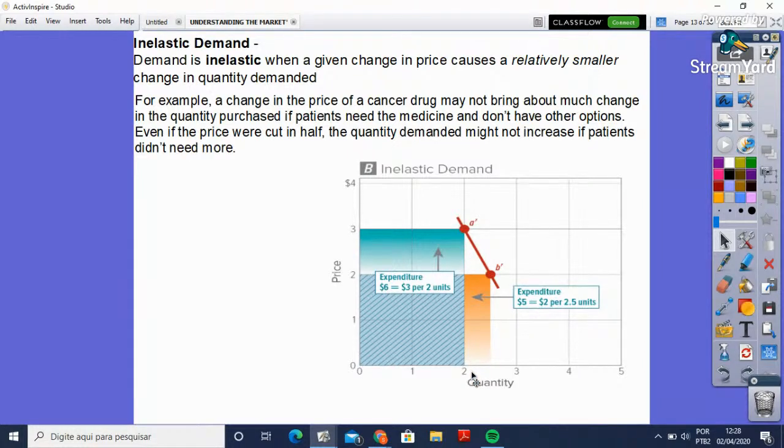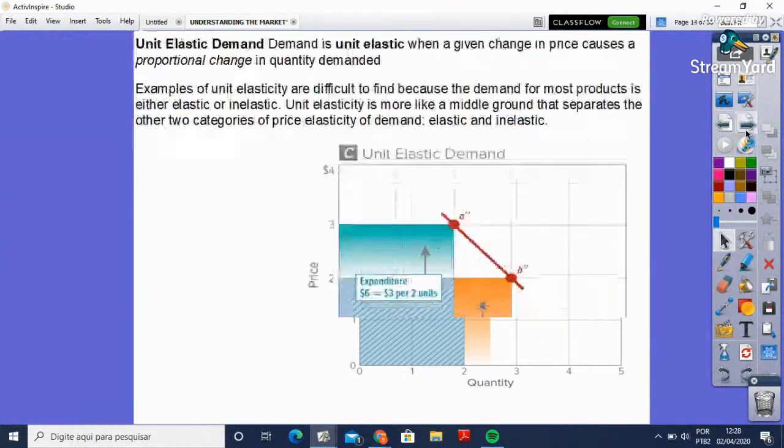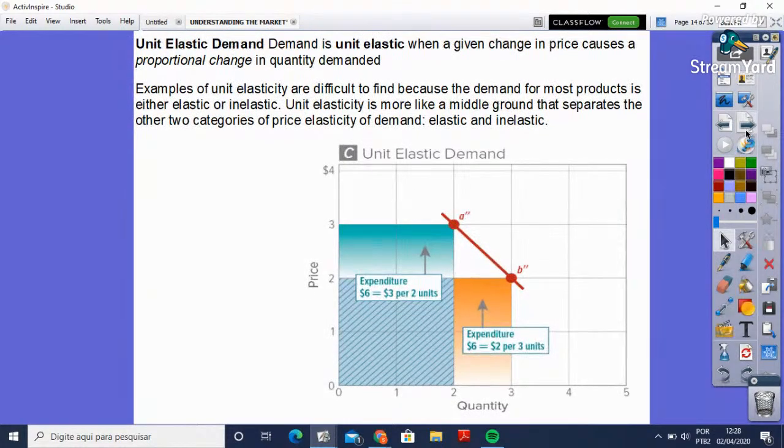This probably would not change the quantity demanded so much because it is something necessary and I cannot simply substitute it for something else. We also have what we call a unit elastic demand. What is a unit elastic demand? When the price and quantity are always equal, there's a balance. Okay? What do you see here?